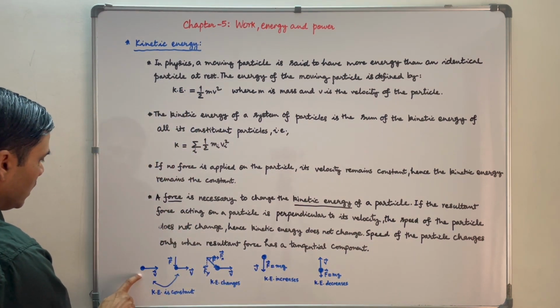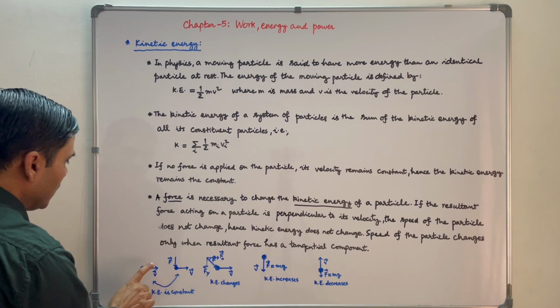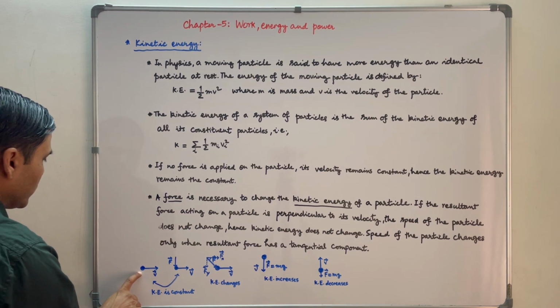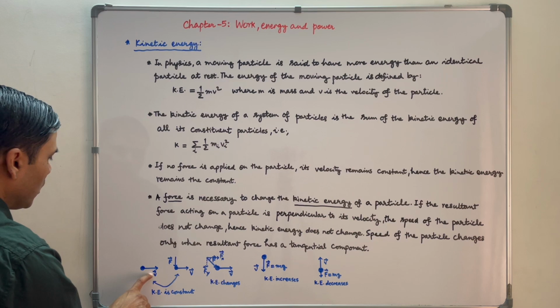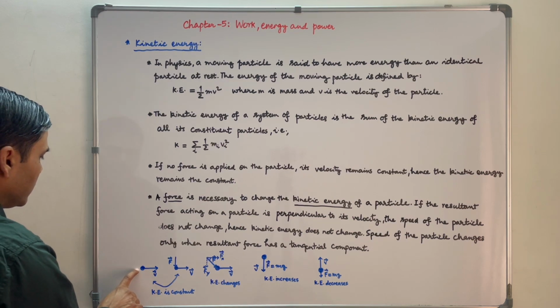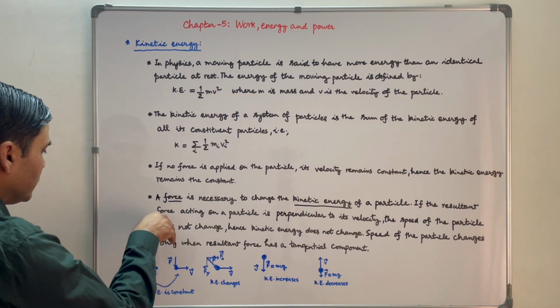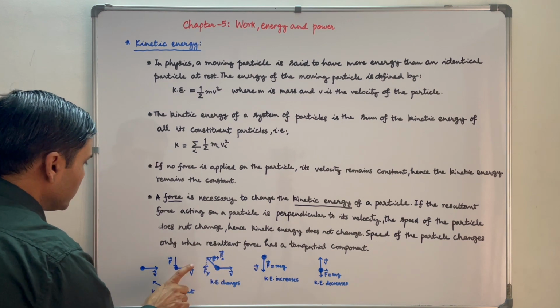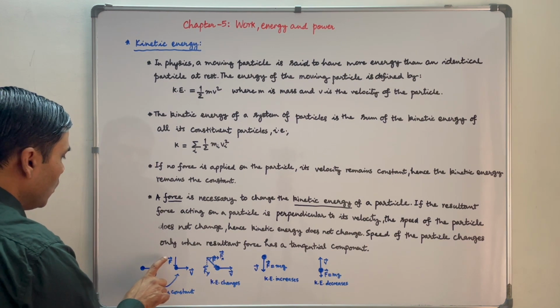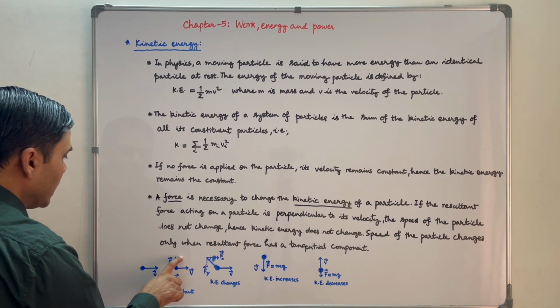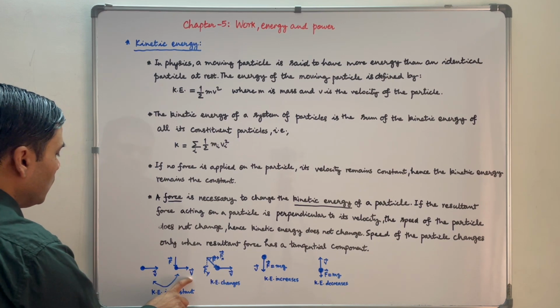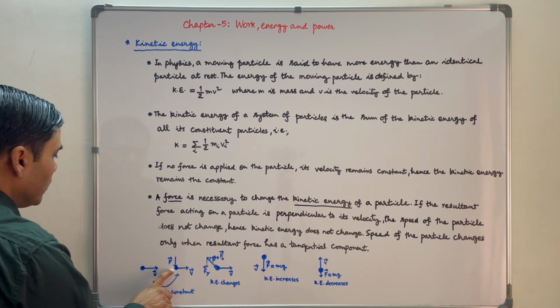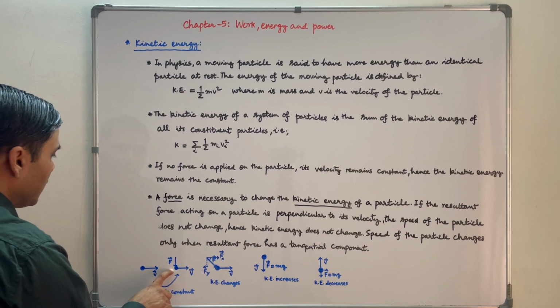In scenario 1, a particle is moving horizontally with velocity v. There is no force acting on it. That means its velocity will not change. So its kinetic energy will also remain the same. In scenario 2, a force is acting vertically downwards and the particle is moving horizontally with velocity v. That means there is no horizontal component of force that can change the velocity. So velocity will remain the same in this case as well. So kinetic energy of this particle will also remain the same.